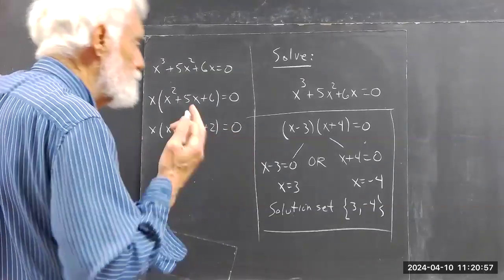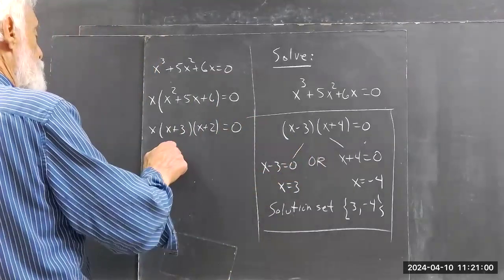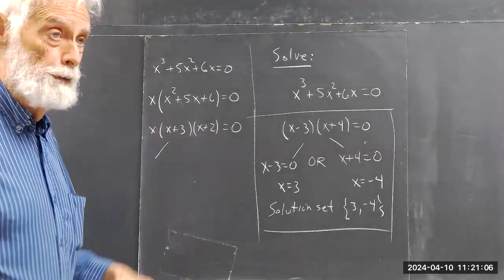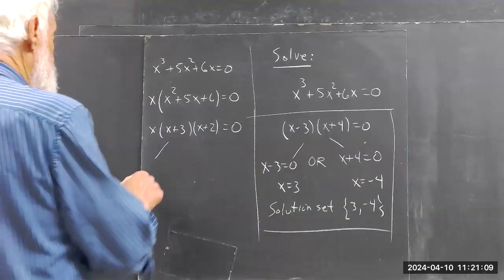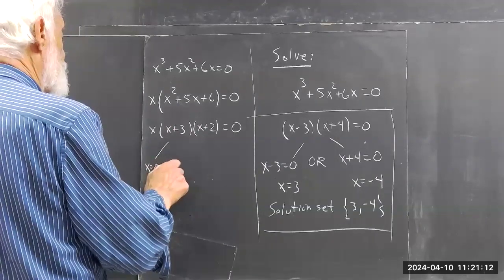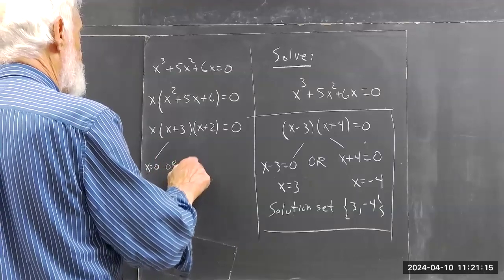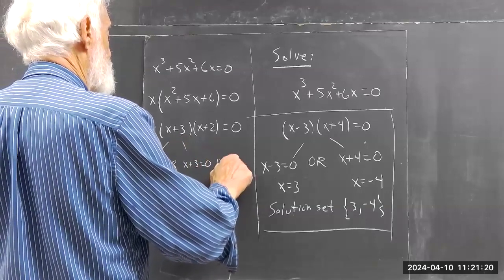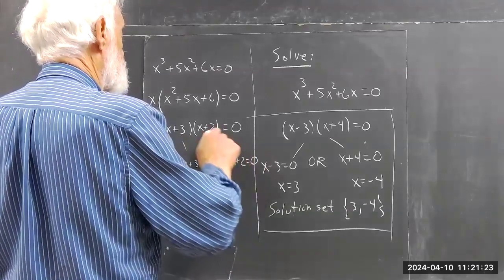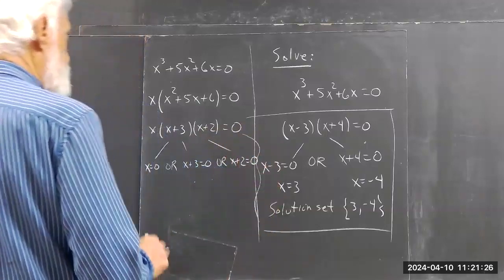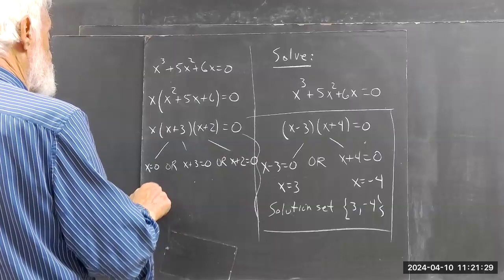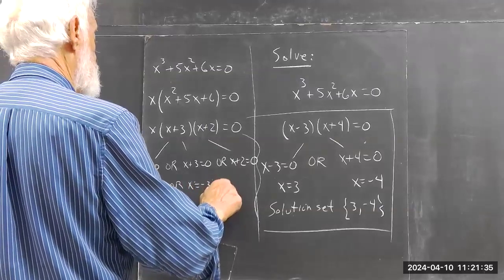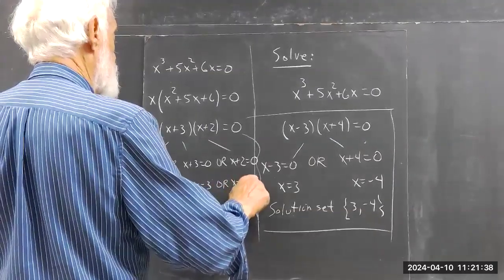Now, what can you do? Same thing we do here. This splits. Now, there are three things multiplied together. If any one of those three is 0, you're going to get 0. So this means x equals 0, or x plus 3 equals 0, or x plus 2 equals 0. Now we can solve that. Well, x equals 0 is just x equals 0. Or x equals -3. Or x equals -2.